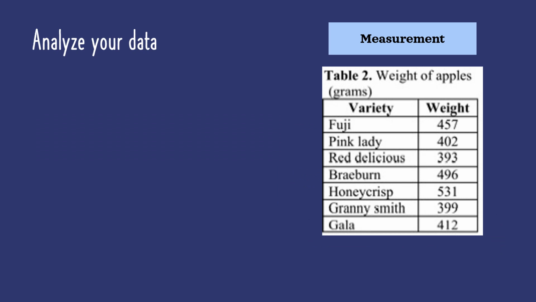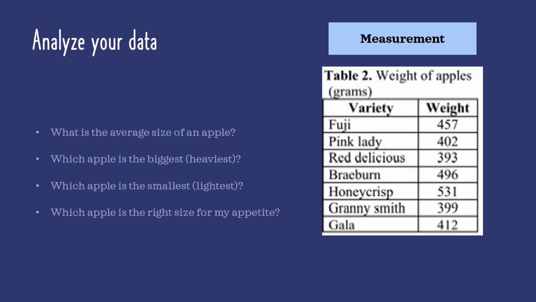Table 2 presents measurement data documenting the weight of several varieties of apple. These data are useful if you want to answer questions like, what is the average size of an apple? Which apple is the biggest or smallest? Which apple is the right size to match my appetite? From measurement data, you should also be able to assess the maximum and minimum observed values. You can also see from the number of rows in the table how many observations were recorded total.